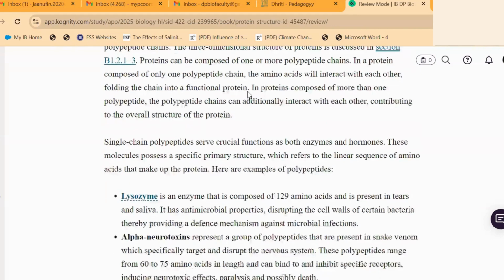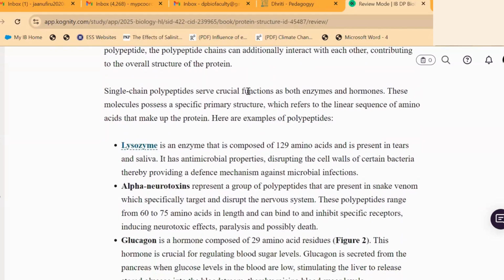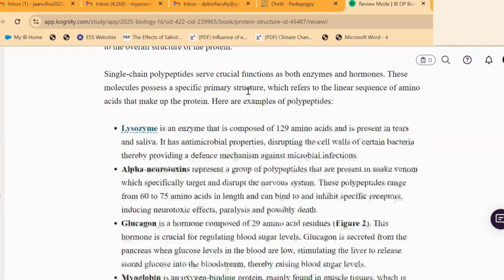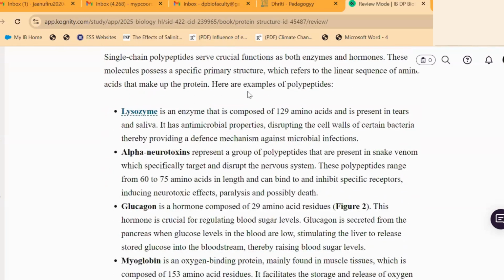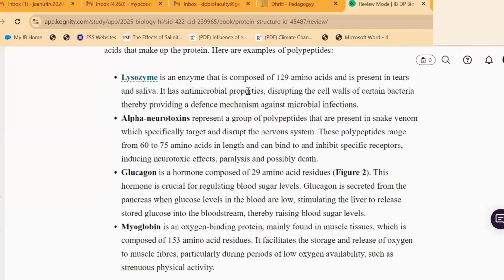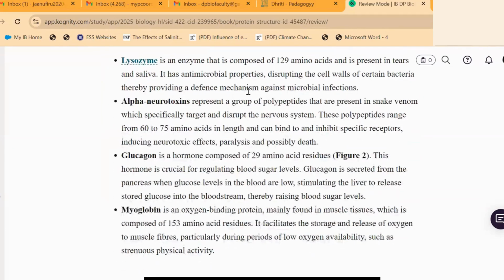As an example, they have given lysozyme. Lysozyme is made up of 129 amino acids. Lysozyme is present in saliva and has antibacterial properties. Next is alpha neurotoxin, which is present in snake venom. It directly attacks the nervous system, and it is about 60 to 75 amino acids. Glucagon regulates blood sugar level. Myoglobin is an oxygen binding protein. Myoglobin is present where?